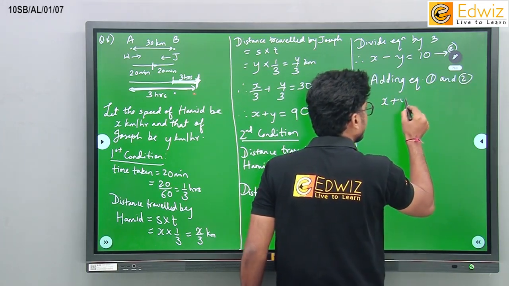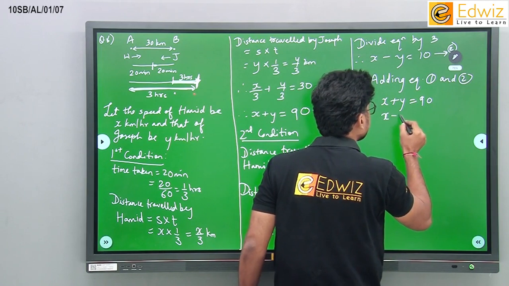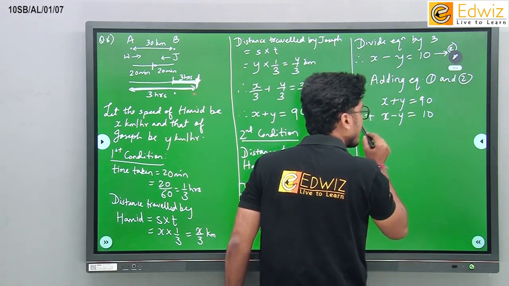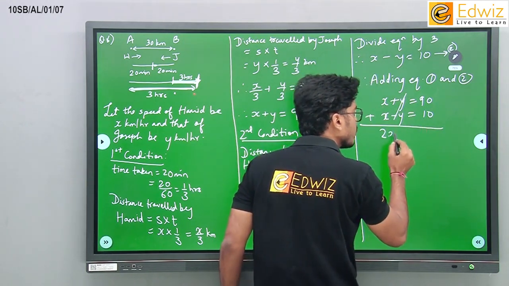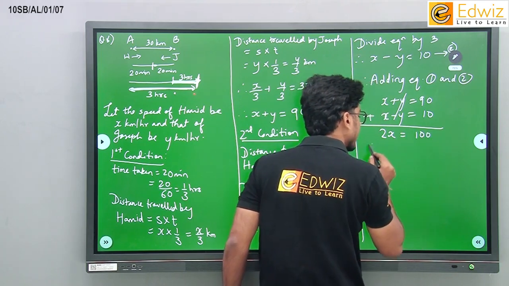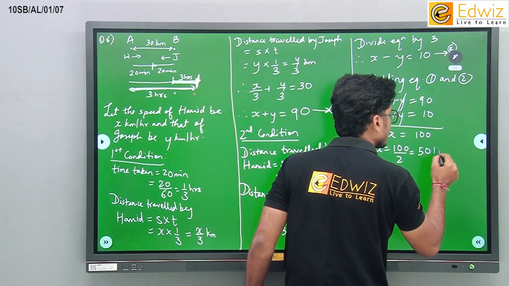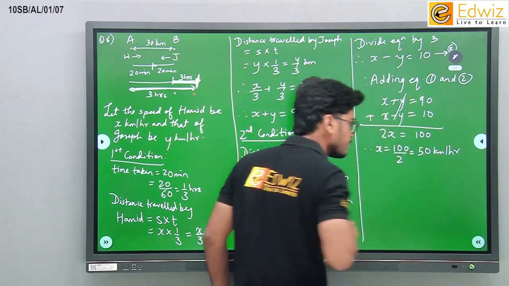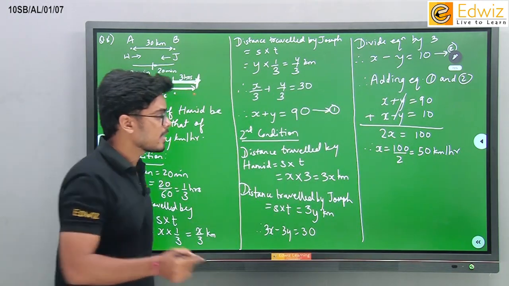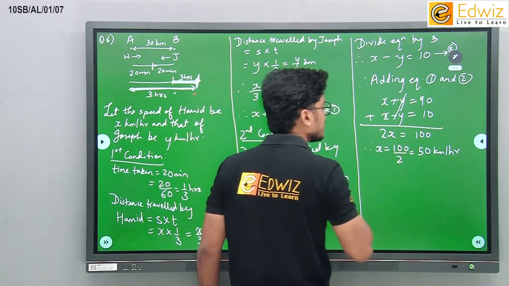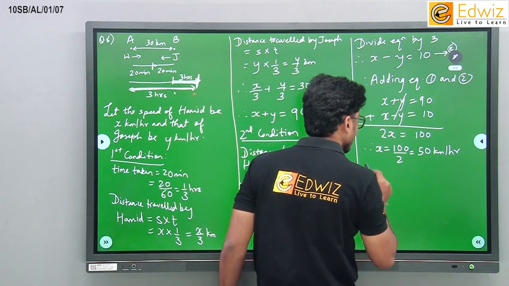So x plus y equal to 90, x minus y equal to 10. Upon adding, y gets eliminated, 2x will be equal to 100. That means x is equal to 100 upon 2, that is 50 kilometer per hour. This is the speed of Hamid, x. Correct? Similarly, y find करना है तो substitute this in any one of the equations.